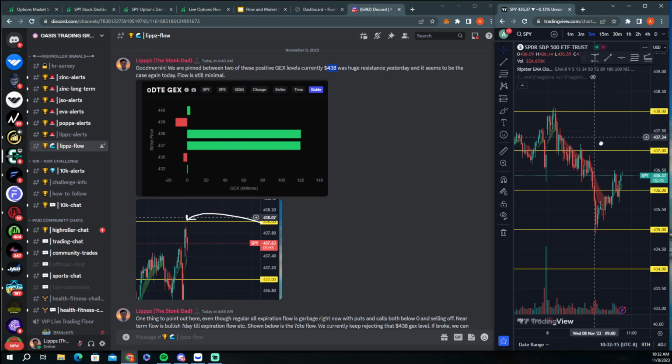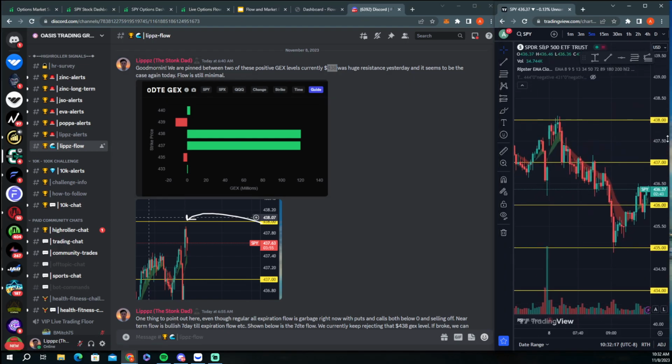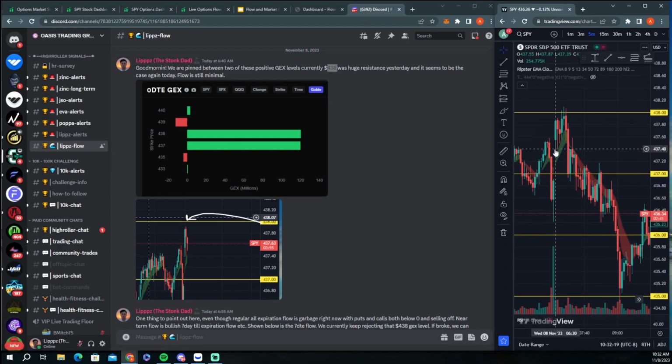So you can see right at open, this is why I have the chart pulled up here. We opened around 437.40 on SPY, and we headed up to that 438 level. You can see that this is a big rejection zone.